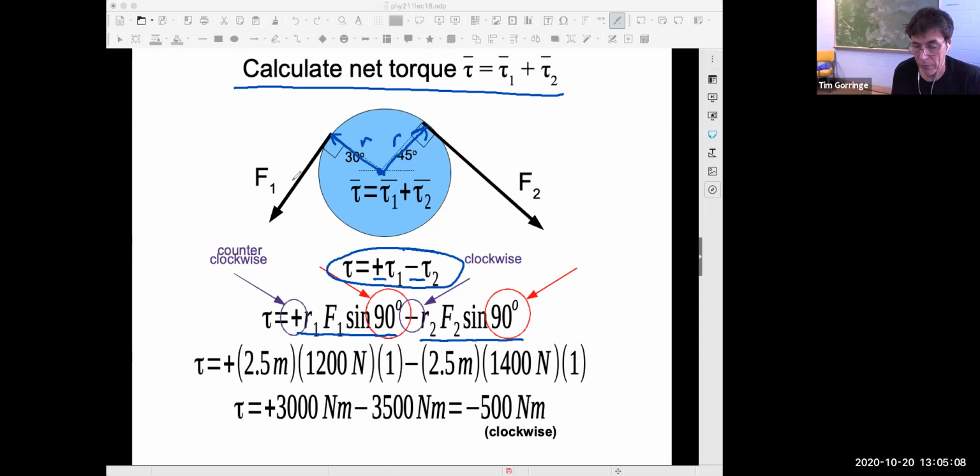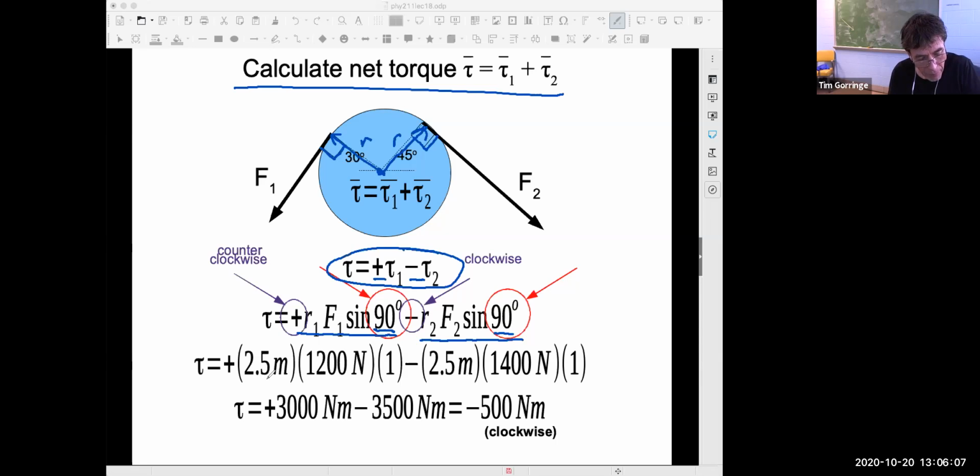Now, here's the potential trap. Whoever wrote this problem down, it wasn't me, indicated that the position of the force on the left is at 30 degrees above the horizontal, and the position of the force on the right is at 45 degrees above the horizontal. But actually, that's just a trick. That's irrelevant. What counts is the angle between R and F. And the angle between R and F in these two cases is 90 degrees. So whoever wrote this problem was up to some mischief, wanting you to plug in 30 degrees and 45 degrees. But actually, we're just plugging in 90 degrees, the angle between the force vector and the displacement vector. So that's why I've got 90 here on the left, 90 here on the right.